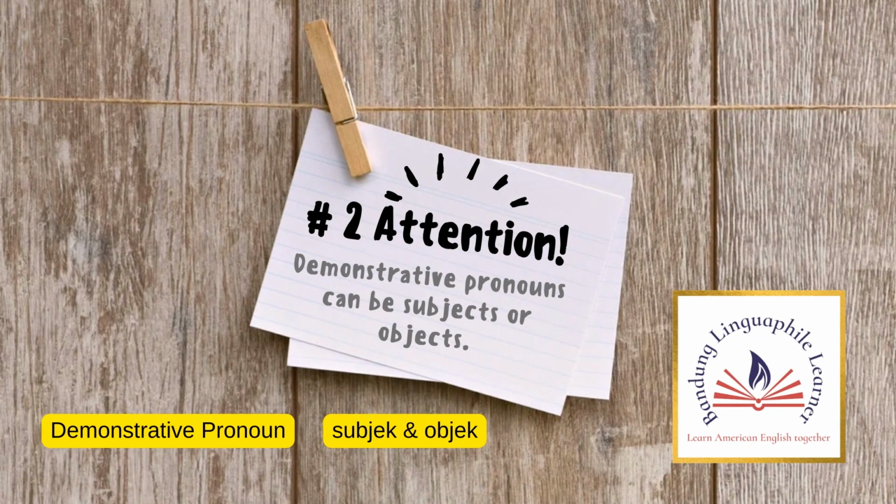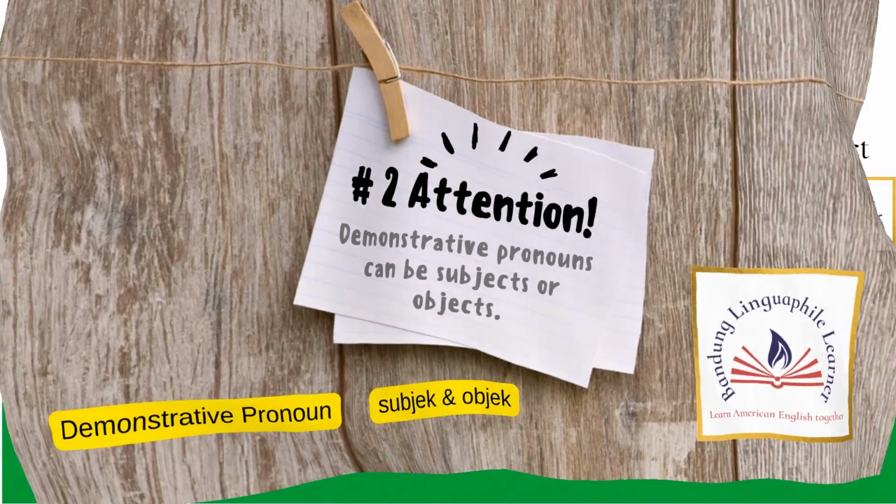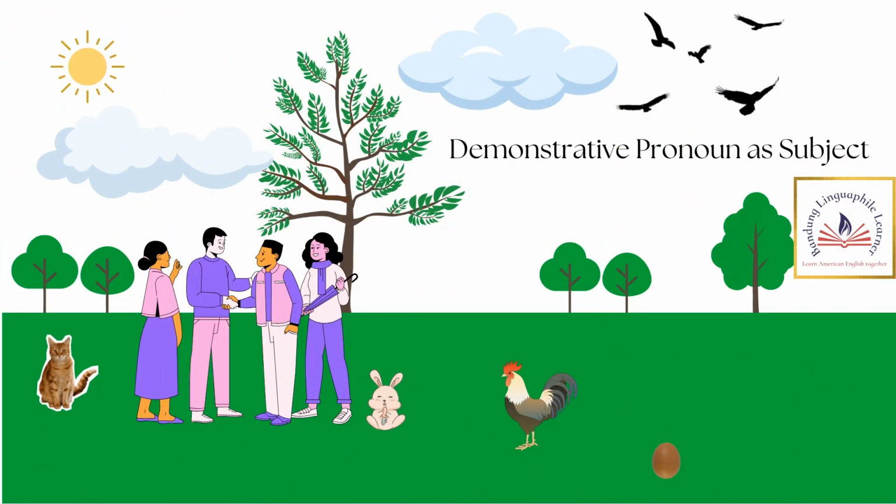Part 2: Demonstrative pronouns can be subject or object. When we want to introduce someone to another person, we use this is. This is an instance of a demonstrative pronoun used as an introductory phrase.